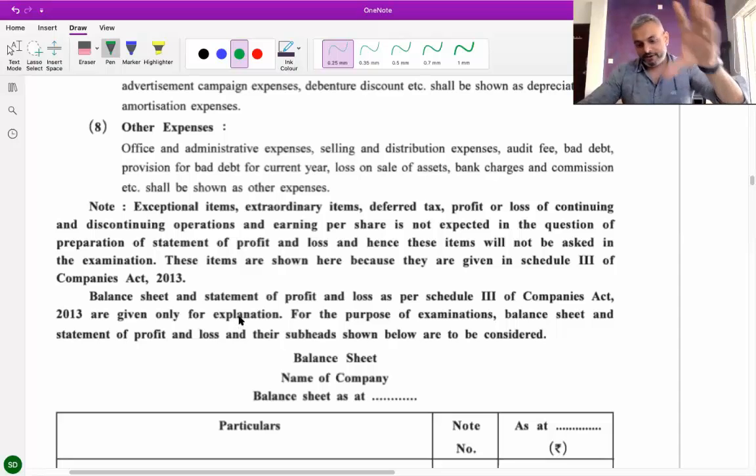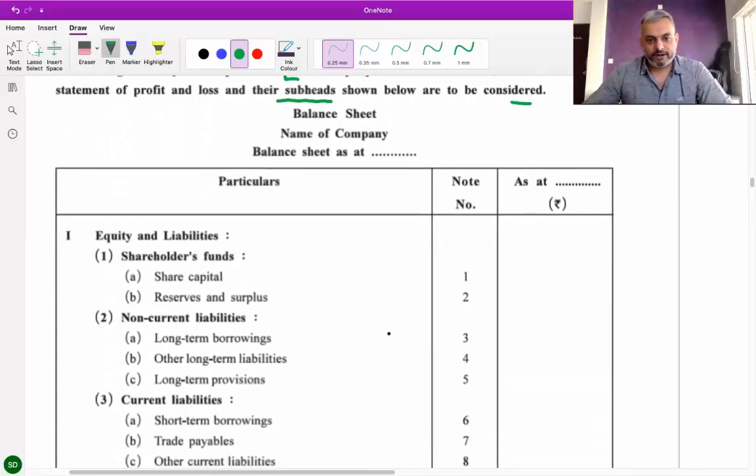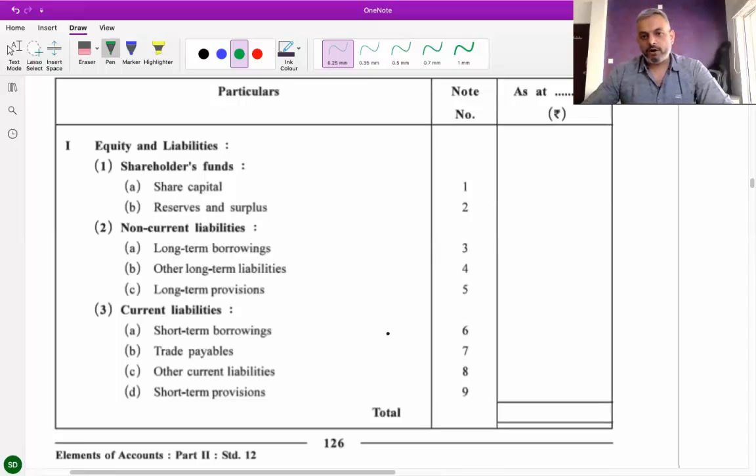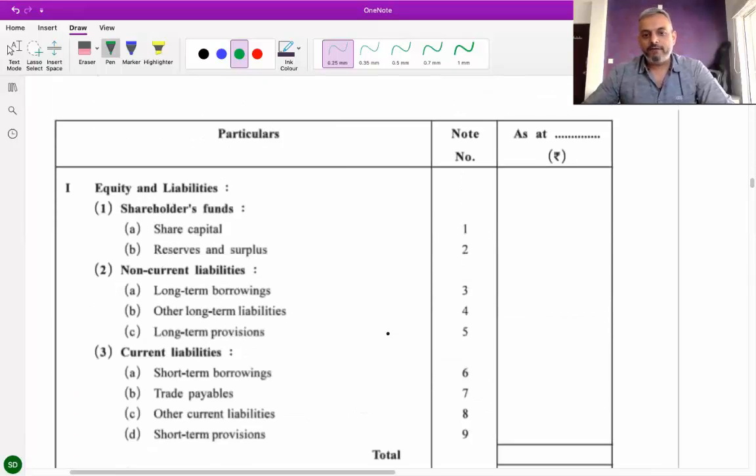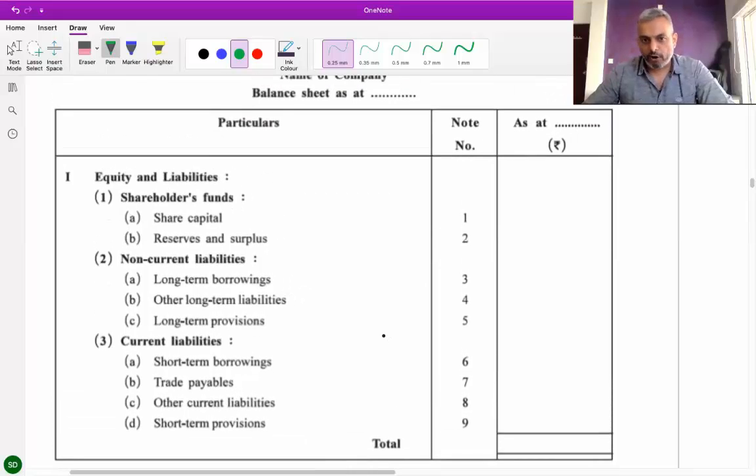So far, what format you saw while flipping the pages was just for explanation. For the purpose of examination, balance sheet and statement of profit and loss and their subheads shown below are to be considered. So we will have to follow this particular format. So you can see the format over here. This is the format I'm talking about, which you have to learn by heart. So every day you have to write this format.